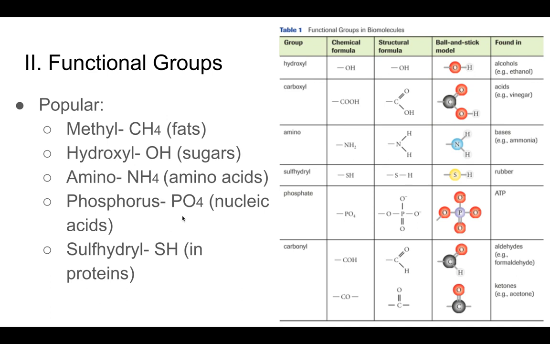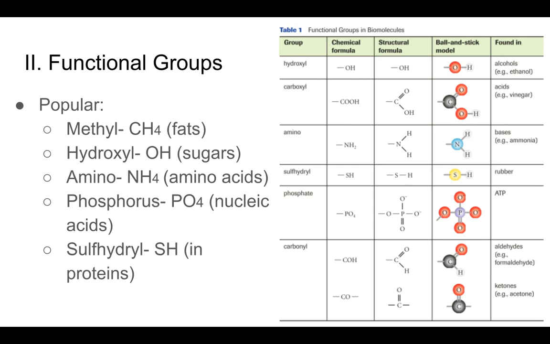Then there's a phosphorus group, PO4, PO3. These are found in all of our bases in DNA and in RNA. So these are found in nucleic acids. And notice it has phosphorus as well, which is kind of a unique thing. It's not in all functional groups. Last but not least, sulfhydryl, sulfur and hydrogen bound to each other. We find these in proteins and in other molecules, but specifically related to proteins.